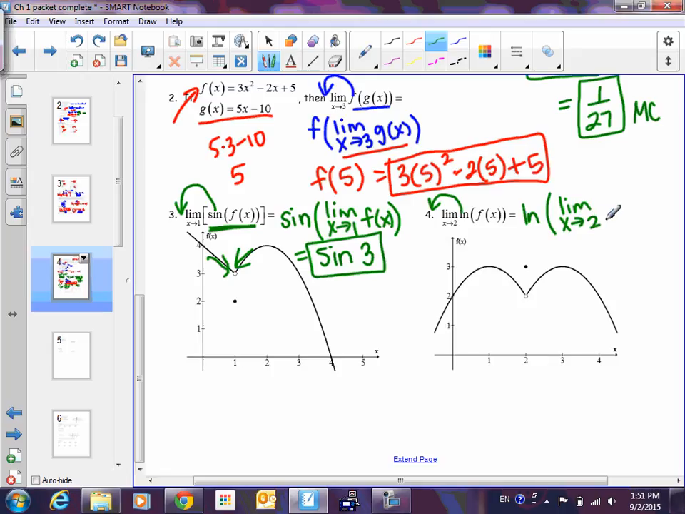If you're stuck and need a hint, you can look up here. Okay, so what do we get? Natural log of what? 2, right? Not 3. Okay, so that's kind of all section 1.3.